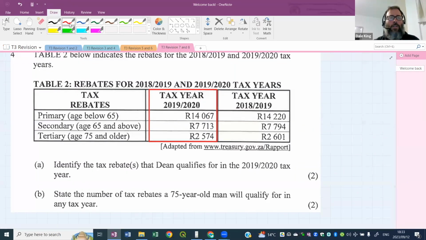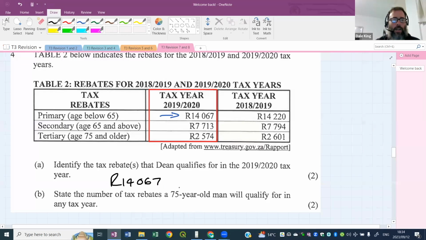All right. So Dean qualifies for this rebate because he is 25 years old. This rebate is for people that are below 65. If Dean was above 65, he would also get that rebate. And if he was above 75, he would also get that rebate over there. So they keep on adding on rebates depending on your age. But for Dean and for most of us, we just get the first rebate over there. So the rebate that Dean is going to get is the 14,067 rebate.